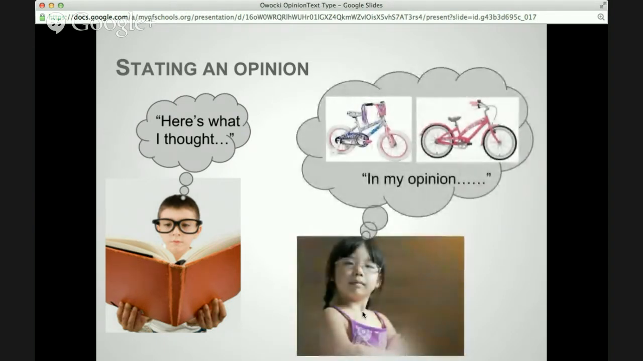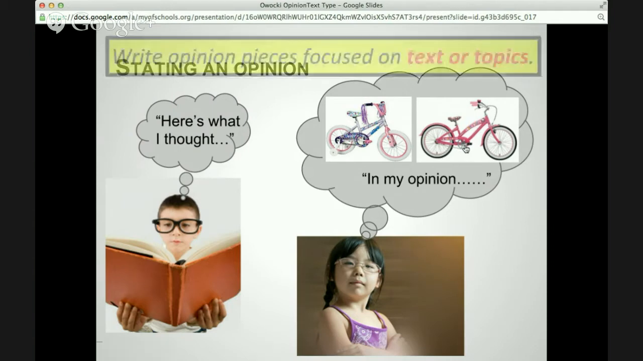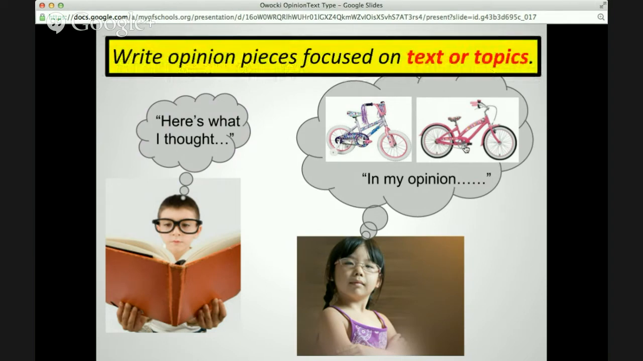The second would be looking at it from a topic standpoint. And one of the suggestions that Iwaki talks about is comparing some real world things and beginning with that sentence starter, "In my opinion, this is the book." This is the bike that I would like for my birthday. I don't need the training wheels. It looks like a big girl bike or whatever. So again, it's the two criteria that are to be focused on in your opinion pieces.